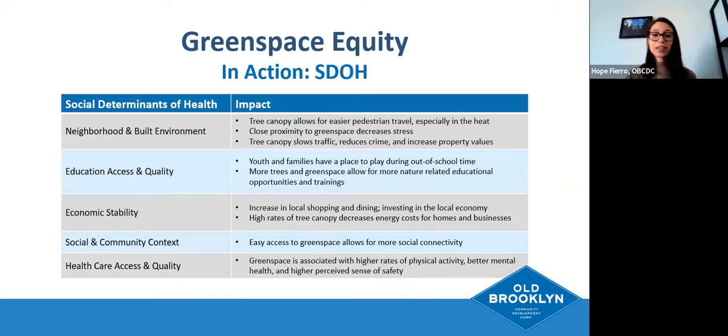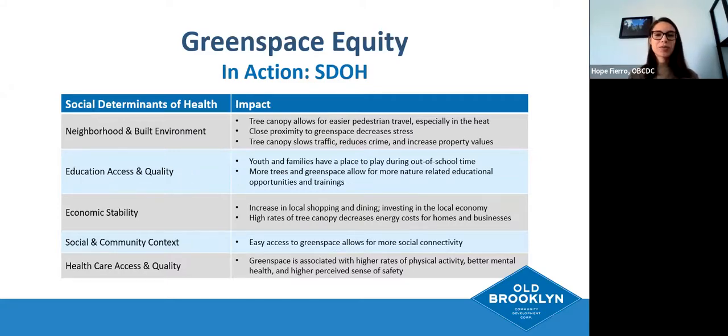And, you know, planting trees and creating more green space does create a more aesthetic neighborhood and makes everything look better. But of course, it goes deeper than that. So with these 5 categories of social determinants of health, you can see that tree canopy, for example, affects a lot more than just the way the street looks. It allows for easier pedestrian travel, especially in the heat. I don't know if any of you have tried to walk down a sidewalk when it's really hot outside with no trees along it, but it gets really, really tough really fast.